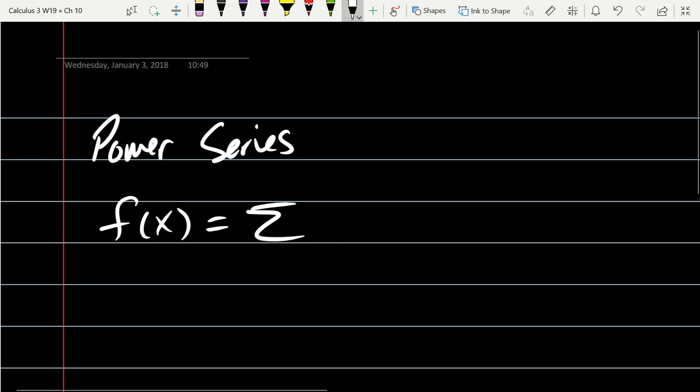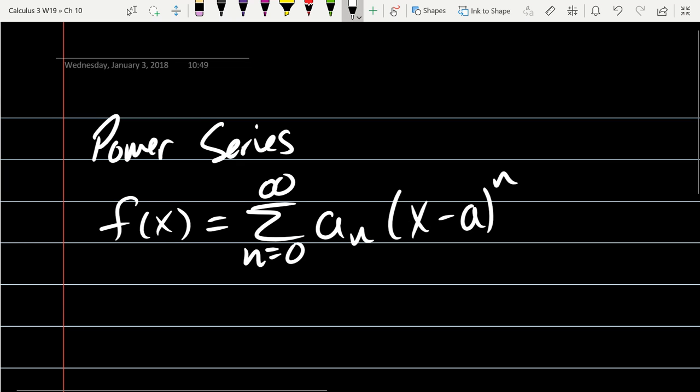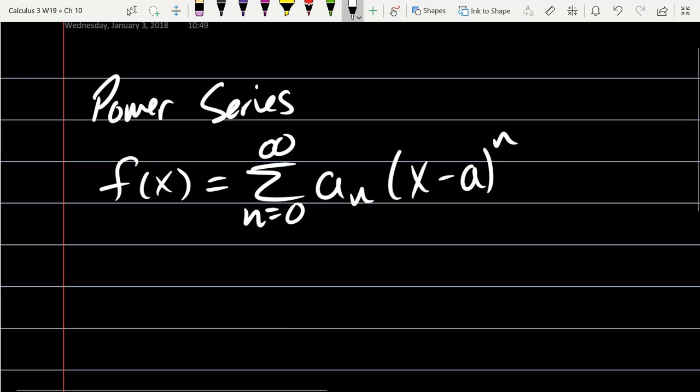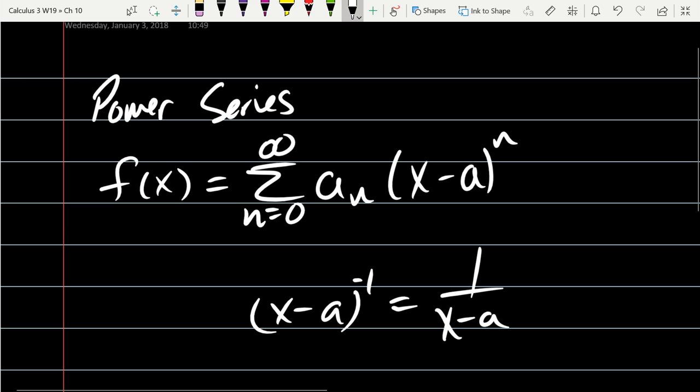We have our summation, a n times x minus a to the n power, and these are always going to be started at 0. You could start at a higher number past 0, but you don't want to use negatives. What happens if we started even just at negative 1? What would our first term look like? The x minus a to the negative 1, 1 over x minus a, that would no longer be a polynomial. So that's why your powers need to be 0 or more, and you have a polynomial. If your powers are negative, you would no longer have a polynomial.